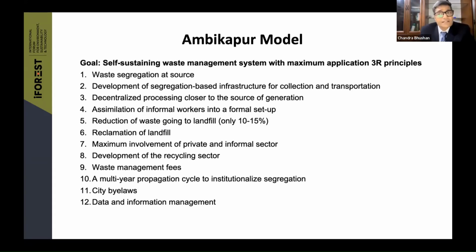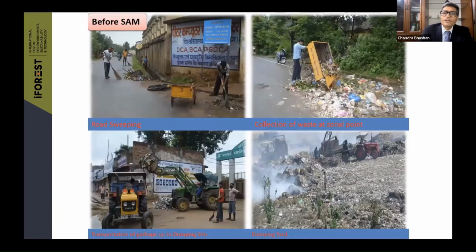Again, you can do decentralized processing. All cities can set up a solid and liquid resource management center, SLRM, as Ambikapur has done, and many cities are doing today. The Ambikapur model is now being implemented in many cities in the country. This can also be done. You can reclaim your landfill site, you can develop recycling industry, you can make waste workers Swachhata entrepreneurs. These things can be done. And this is what the Ambikapur model shows.